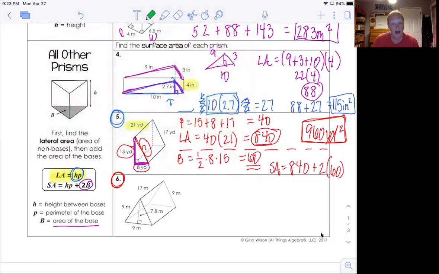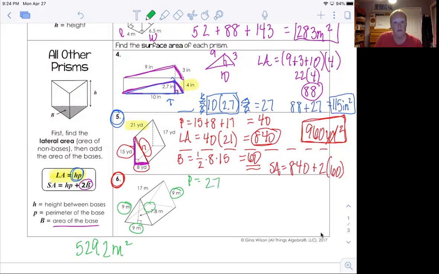Hey, welcome back. I hope you got an answer of 529.2 meters squared. If you didn't get that, don't worry. Again, we're going to work on it in class. So let's start with the perimeter. Remember, we want to find the distance around the base. One side down here is 9, another side over here is 9, and this third side over here is 9. So the perimeter, 9 times 3, is 27.